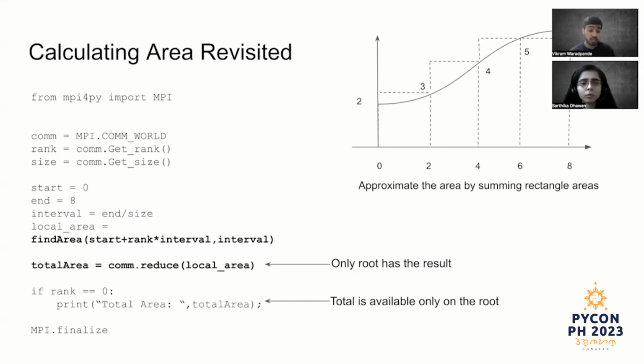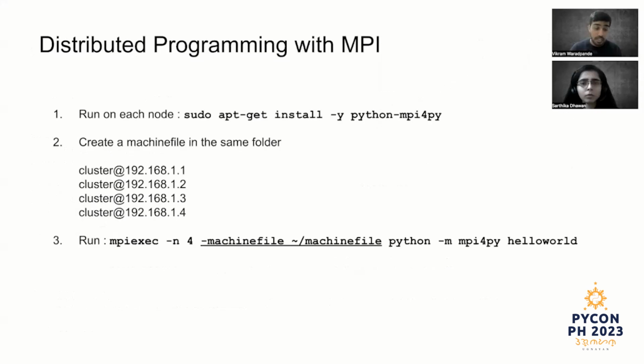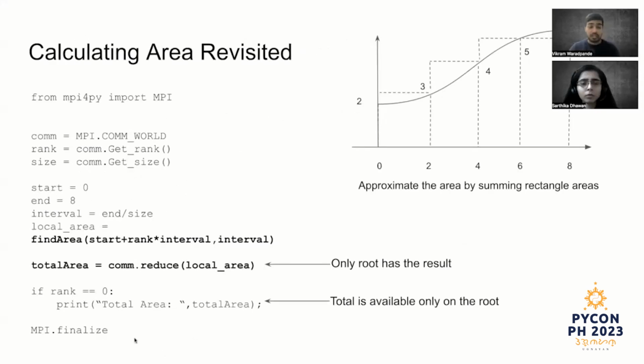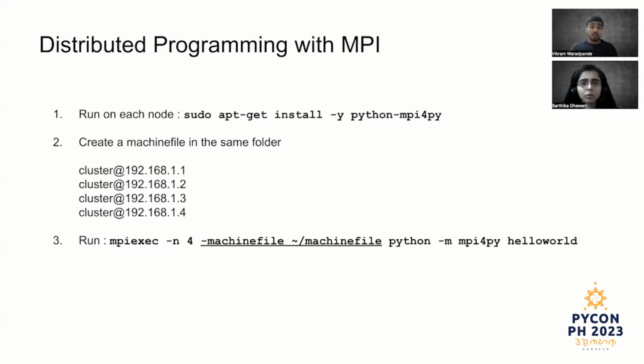That's why I do, if rank is 0, I print out the total area, because I know 0 has the sum of all the local areas from all the other processes. And MPI finalize is another directive which tells you that my program has executed and I want to stop my program. Now, this is fine. All these examples, you can consider running on my machine with 4 cores or 8 cores and each core doing its work.